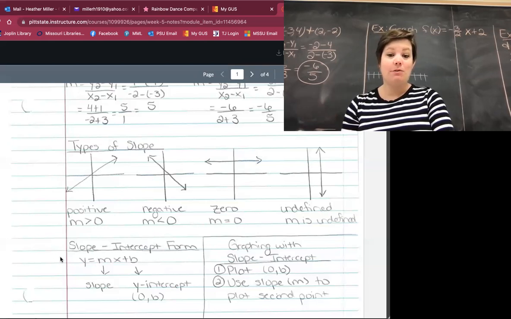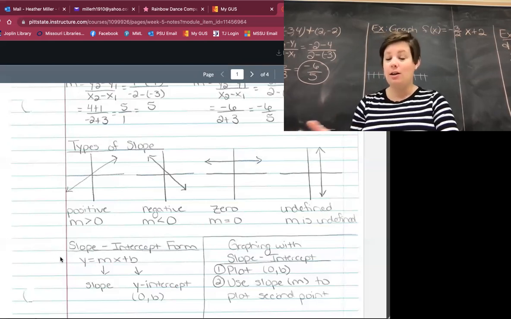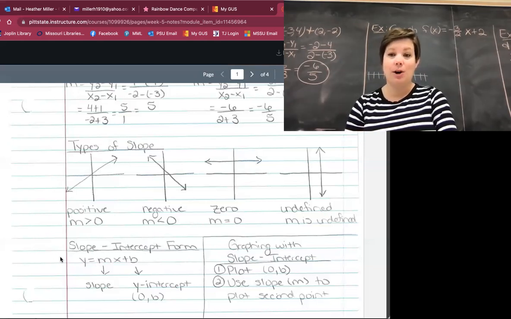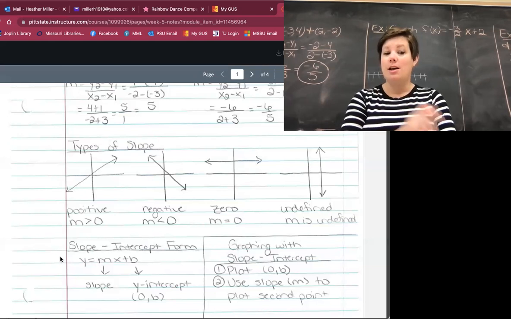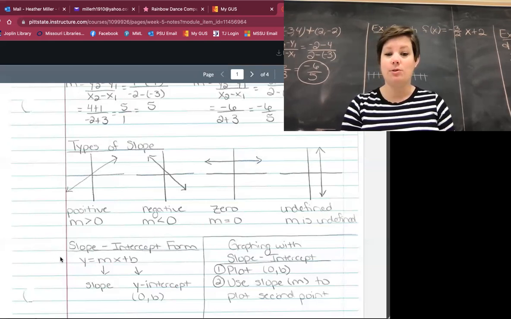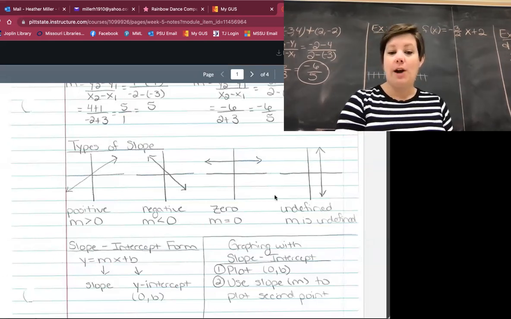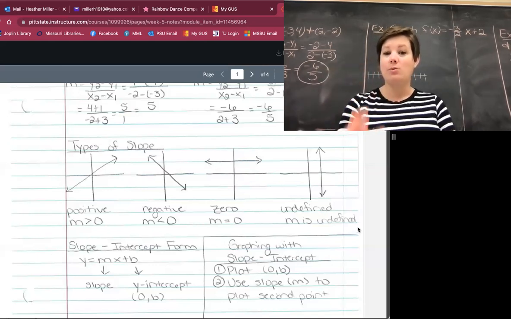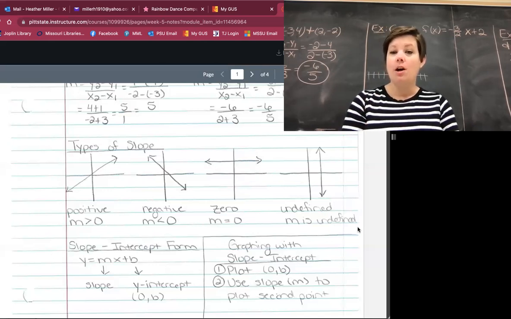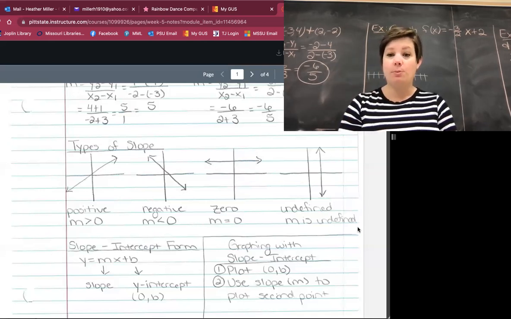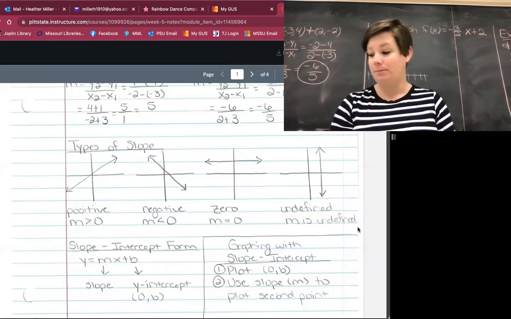With those 2 bits of information, you can graph any line at all. If you know the slope and the y-intercept, because that's all you need to graph a line, you need to have one point and the slope. That's why slope-intercept form is so nice for us to use. So when we are graphing with the slope-intercept form, first you're going to plot that y-intercept, that (0, b). Then you're going to use the slope to rise and run in order to find a second point. Once you have 2 points, you have a line and you're good to go.